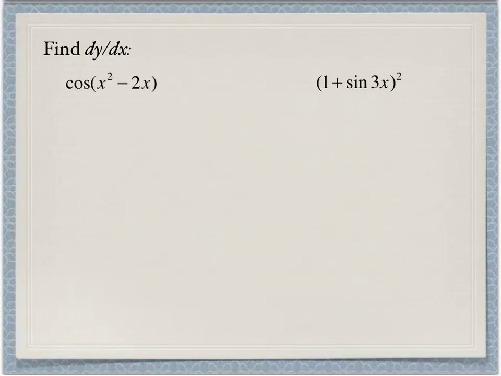Alright, here are our first couple of examples. Let's take a look at these. We're trying to find the derivative here, dy over dx. As you can see, the two functions we have here are the cosine of x, and then of course what's in the parentheses, x squared minus 2x. According to the chain rule, we first take the derivative of the outside, and the outside one is the cosine.